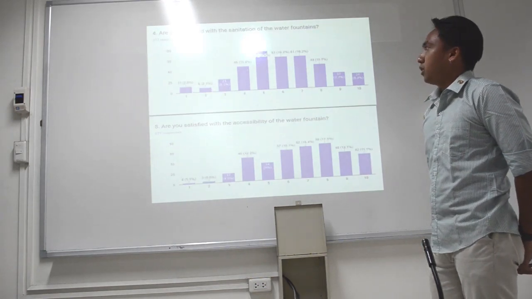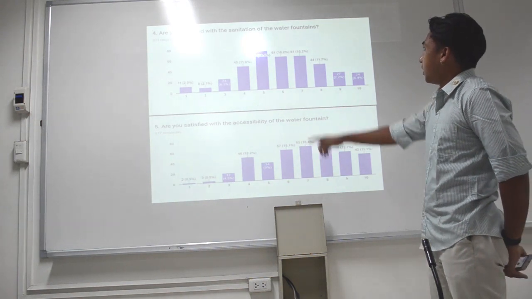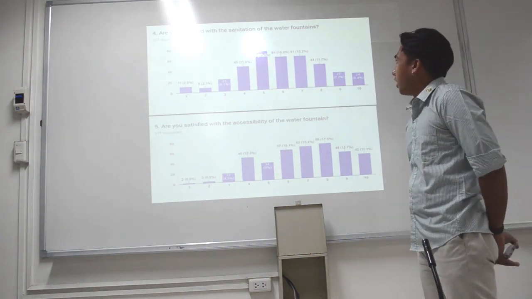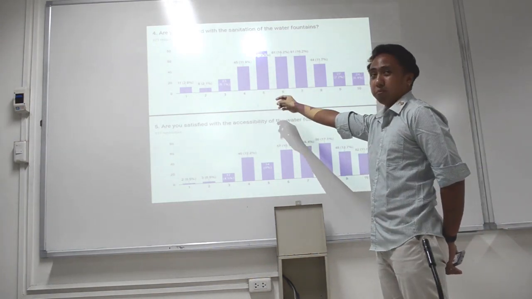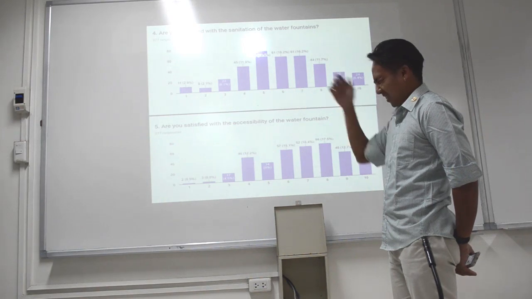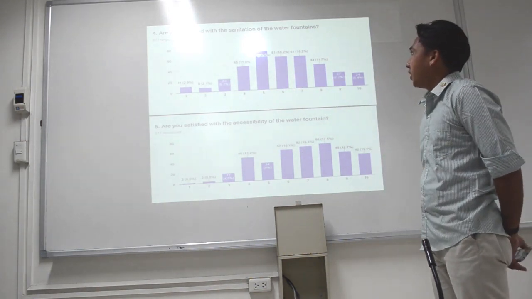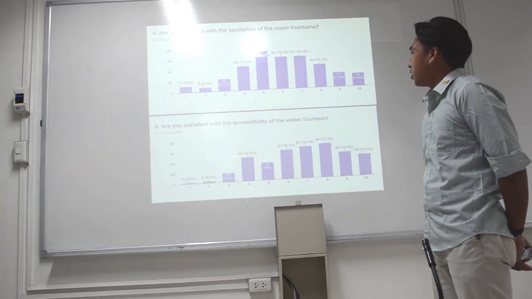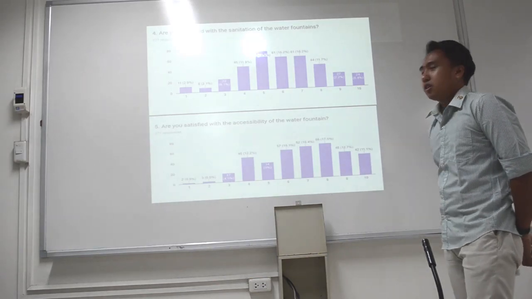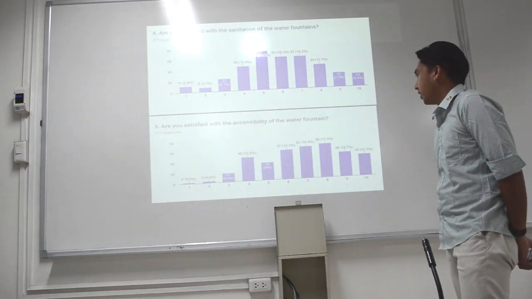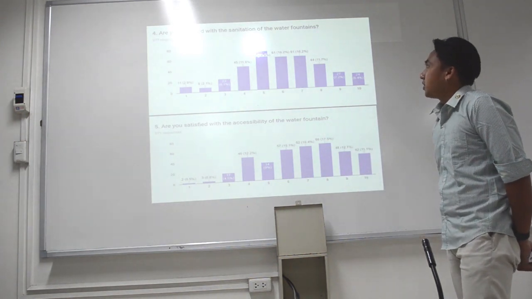The fourth question is the sanitation of the water fountains. The respondents are neutral because the average is in the middle of the rates, which means the average is 19.4%. And lastly, for the accessibility of the water fountains, they are satisfied because the average is 17.5%.